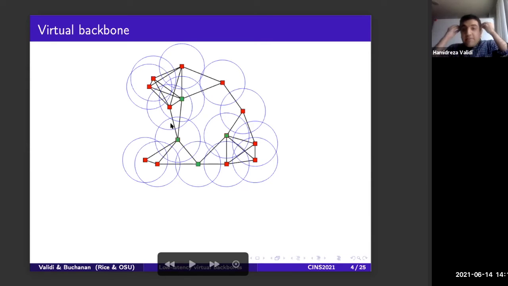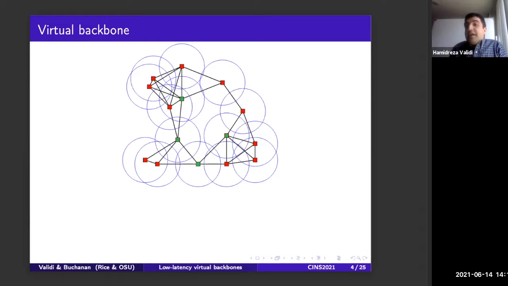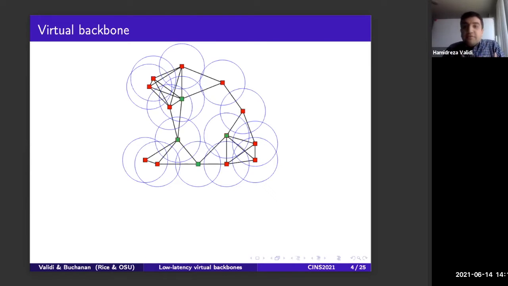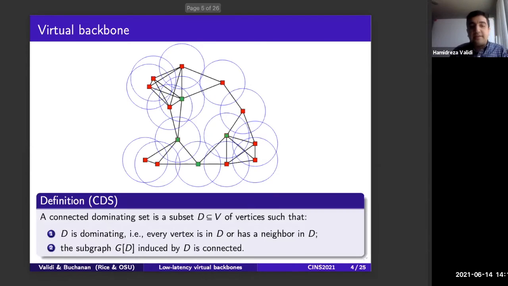If you think about these relays, the sensors that take care of sending and passing the message, then we can talk about the virtual backbones that are represented here by the green vertices. Every node in the graph can use these green vertices to send a message to other vertices in the graph. For example, if you want to send a message from here to here, you can send it to these relays, and through these relays you can send your message. This virtual backbone has a definition in graph theory that we call a connected dominating set.